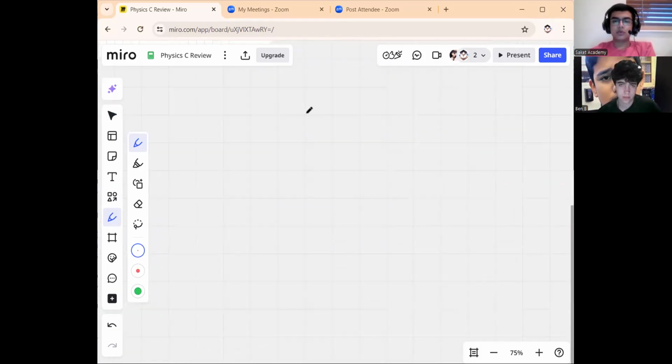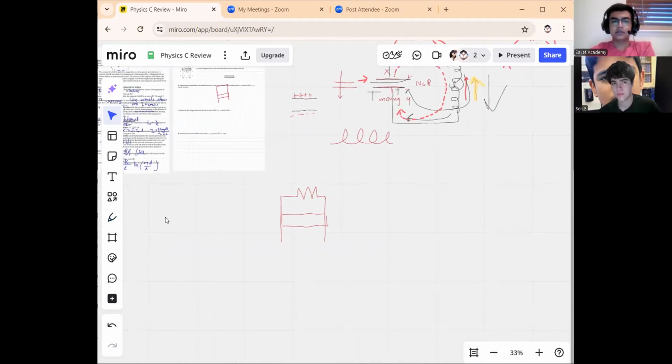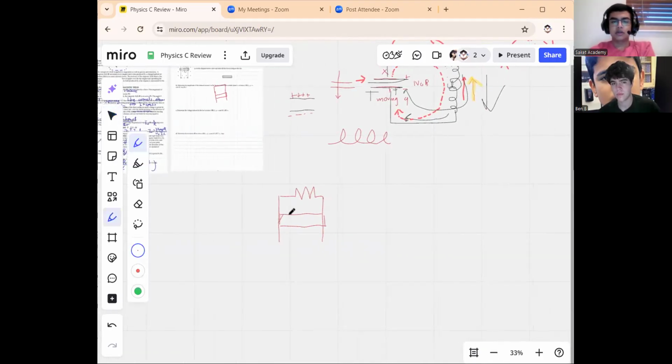This problem with the bar, you have the resistor and the bar. It is probably the most important one to learn in this entire unit because this will show up on almost any test you take.